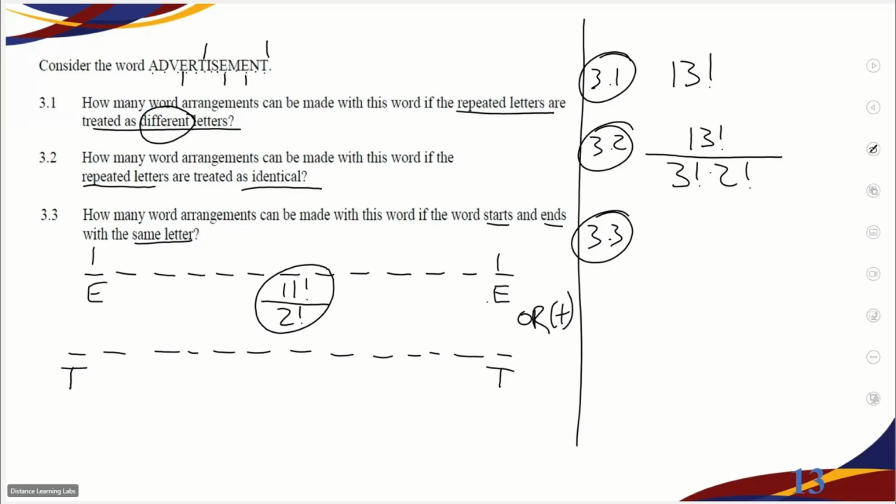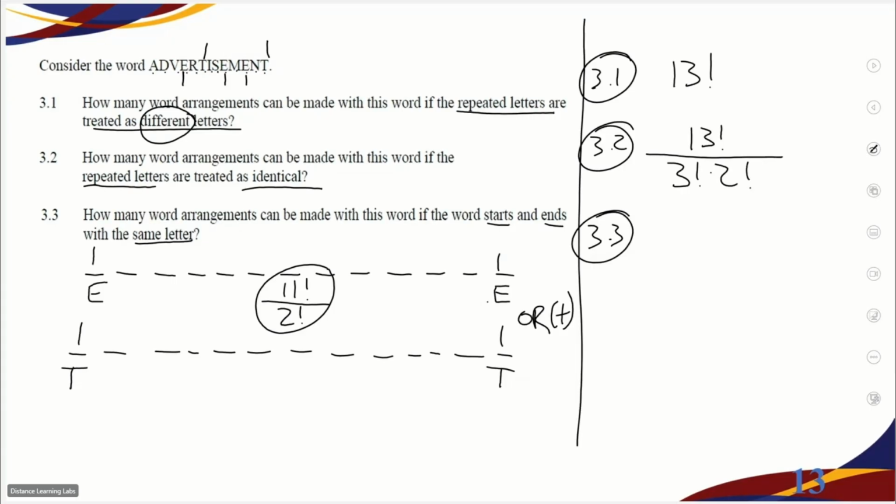But it is not only that. It can even start and end with letter T. If it starts and ends with letter T, it would be 1 for the T there, 1 for a T there. Then it leaves us again with 11 letters that are remaining.